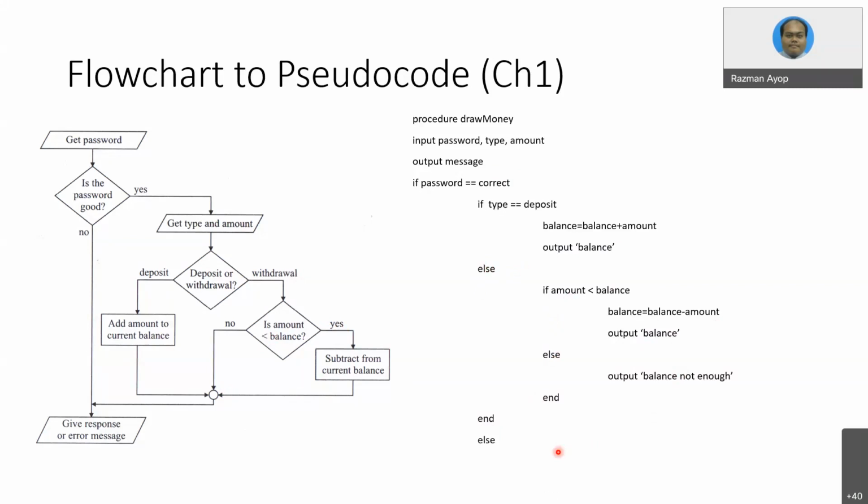Okay. And then else output. Wait, it's lagging. Okay, else output error. Okay, means that the password is wrong. Okay. So, and also don't forget to end this. Okay. So you have to learn how to change flowchart to pseudocode.